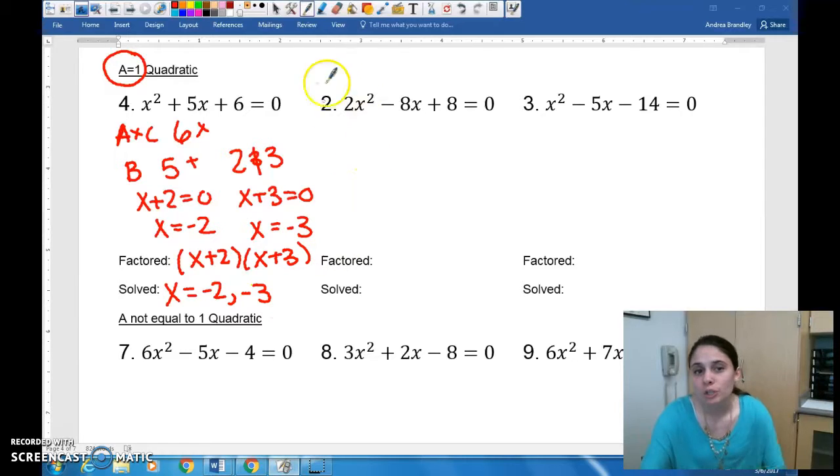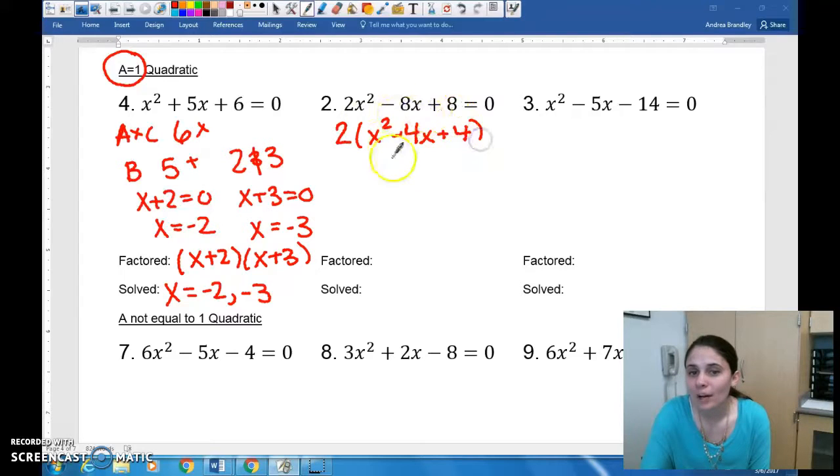So on number 2, you might look at that and say, uh-oh, a is not equal to 1. But the first thing we should think every single time we look at a factoring problem is, can I pull out a greatest common factor? And in this case, I can, right? A number that goes into all 3 of these would be 2. Then I'm left with x squared minus 4x plus 4.